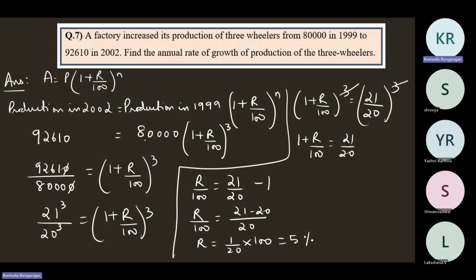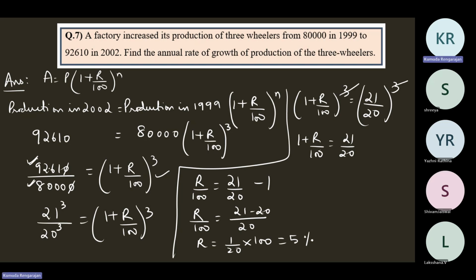Now to start the simplification, bring this 80,000 for division to the other side. 80,000 is in multiplication on the right hand side, so it goes for division on the left hand side. That's the first step. Then 1 plus R by 100 to the power 3 remains here. Simplifying this, you can cancel the 0 and 0. You cannot reduce these two numbers any further.